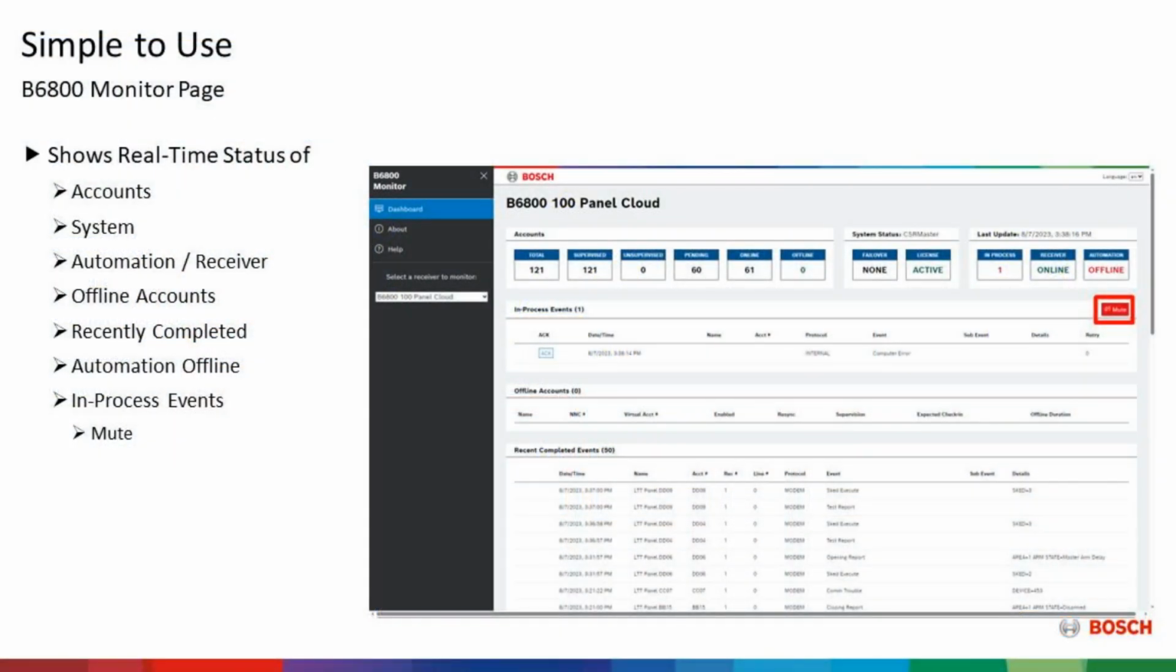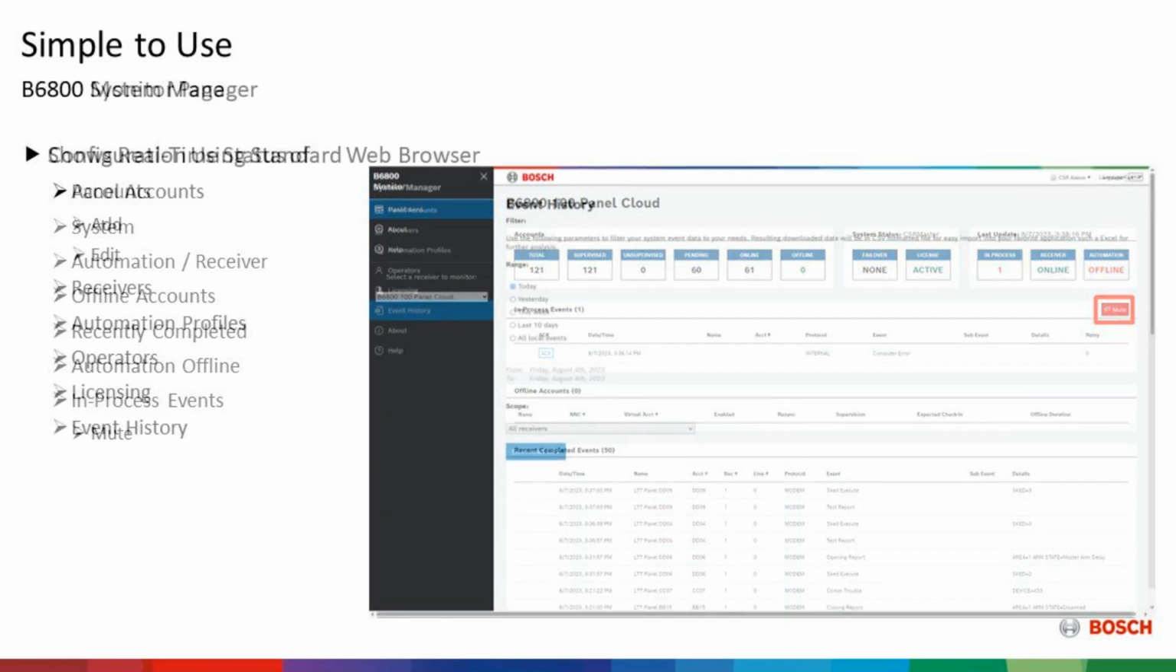This gives you a general idea of the monitor page of our new receiver. There's your real-time access. How many accounts do I have reporting to this receiver? How many are online? How many are offline? Which ones are offline? Am I communicating with automation? It really is a cool tool that gives you a lot of information about your situation with the receiver.